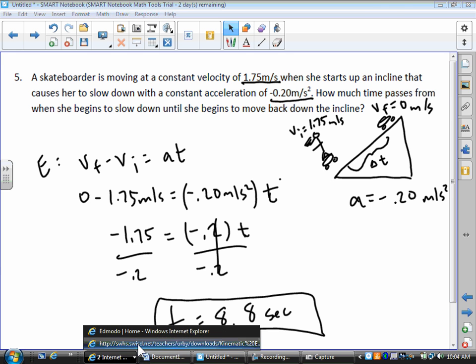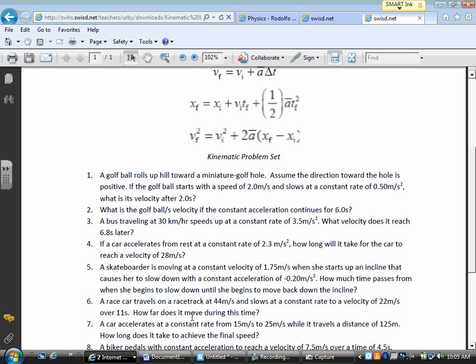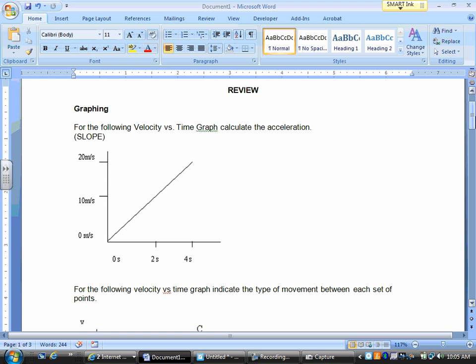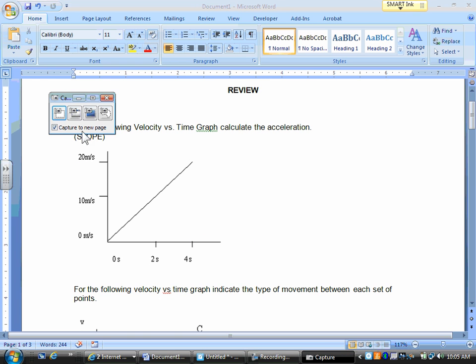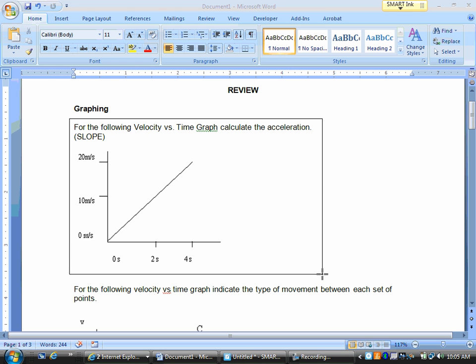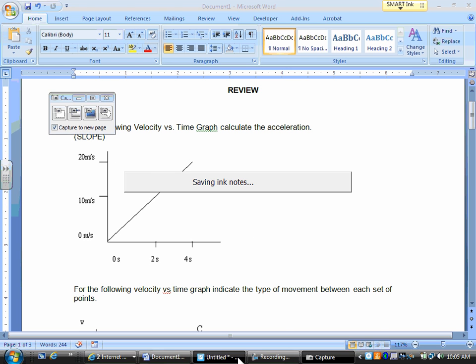Those are the only two that I wanted to go over from the homework because those are the two that really represent the kind of problems you would see. Looking at your review, though, we do want to go over some of this stuff. So go ahead and take a look at your review for me. We'll go ahead and take a look at this first one.